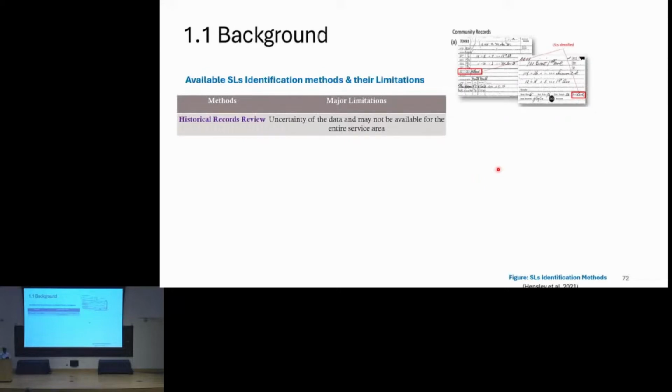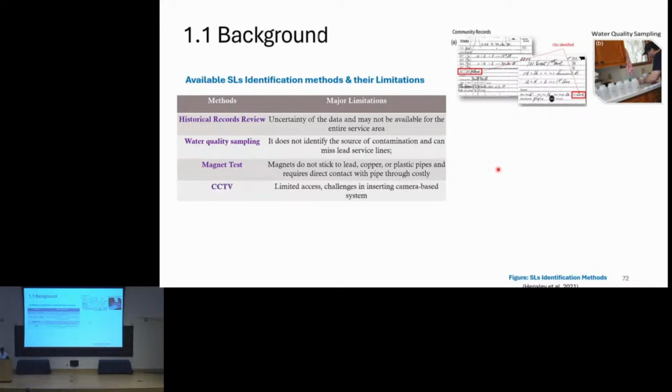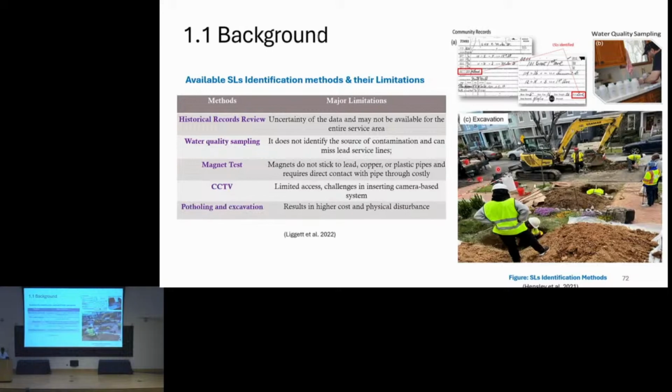So several groups came forward to help water utilities. Some groups tried to use historical records, but they are not available for the entire service area. Some tried water quality sampling, but that doesn't tell the source of the contamination. Some tried a magnetic test, but a magnet doesn't stick to lead, copper, or plastic pipe. Some other groups tried CCTV, but inserting the CCTV is challenging in some locations. And the last option anyone can think of is to excavate and see what the material is.